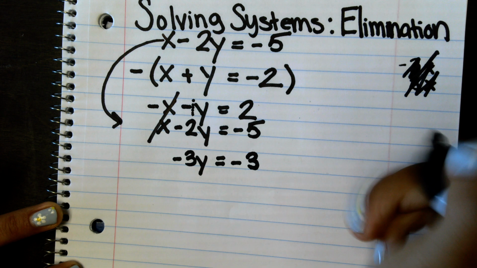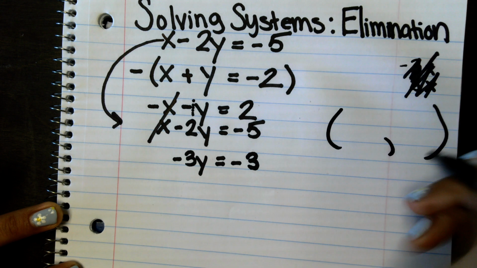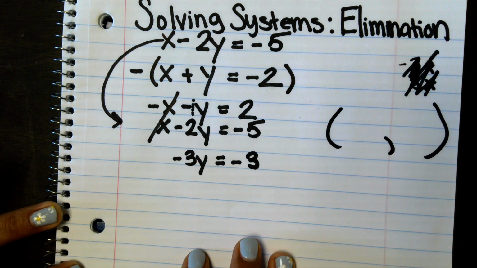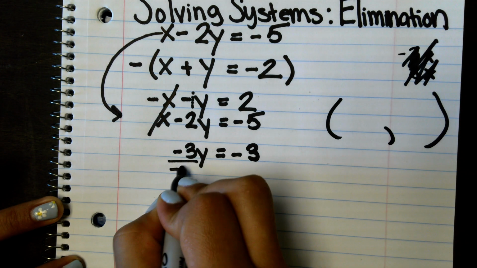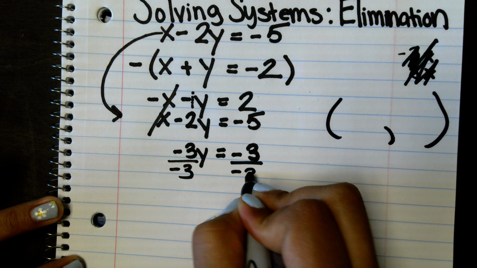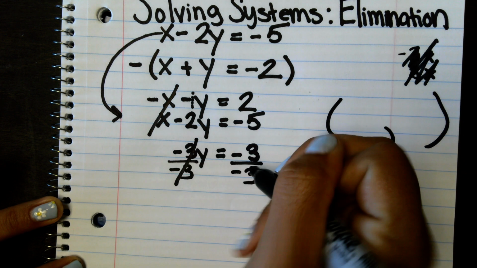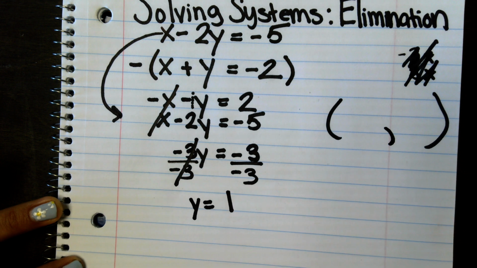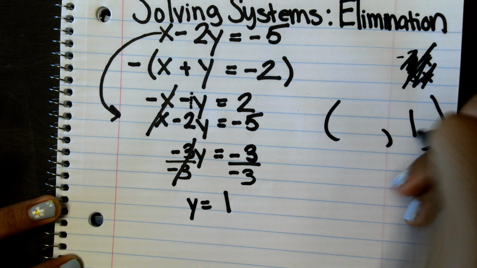Remember, our final answer will be a point, right? A solution where these two cross. So I'm going to divide both sides by -3. y equals -3 divided by -3 is 1. So my y value is going to be 1.